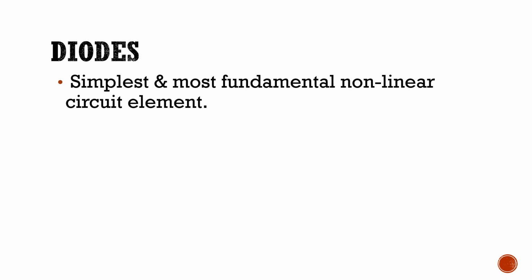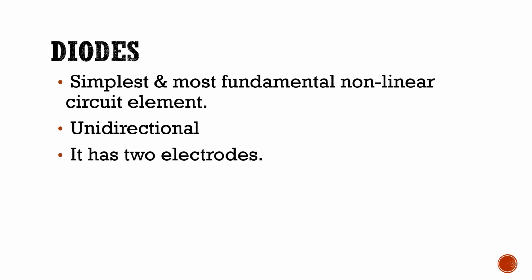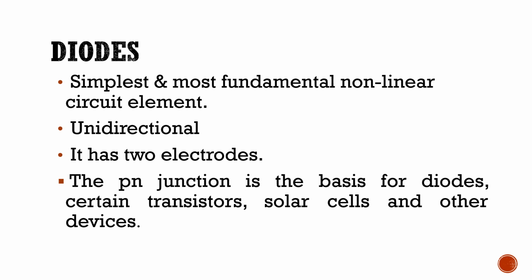Now, what are diodes? A diode is the simplest non-linear fundamental circuit element. It is a unidirectional device. It is a two-terminal device having two electrodes, as its name indicates, where di means two and odes refers to electrodes. The p-n junction is the basis for diodes, certain transistors, solar cells, and other devices.